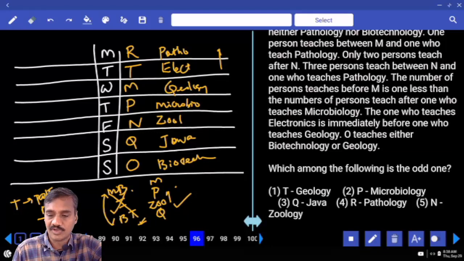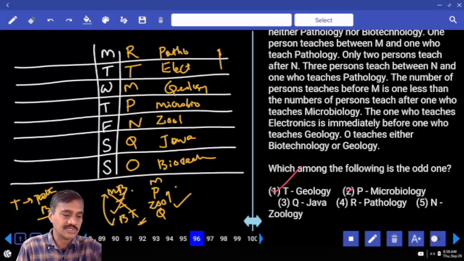And which among the following is the odd one? T, geology. Now T is immediately before this geology, and P, microbiology. P itself is microbiology, and Q Java, Q itself is Java. Choice 1 is the answer, question 96.